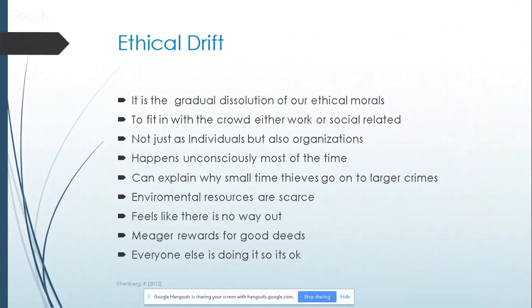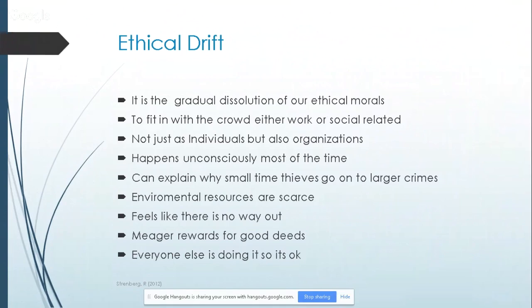Politicians become corrupt. They don't always start out that way. That happens over time. Maybe at first they weren't taking money from their constituents and looking into all the special interest groups, but now they are. Now it's easier to sway them one way or the other. It can be because environmental resources are scarce. You feel like there's no other way.